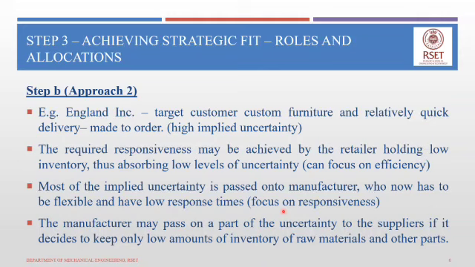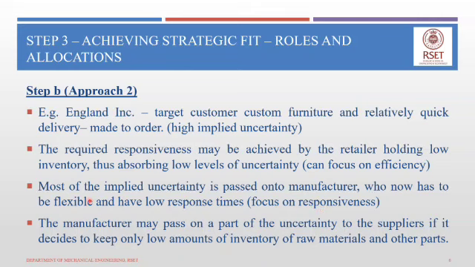So the major burden of being responsive falls upon the manufacturer. They have to make their manufacturing facility flexible so that they can manufacture these custom order furniture for their target customers and then deliver it at the lowest possible times. So they have to manufacture custom products and they have to do it very quickly. Most of the implied uncertainty is basically absorbed by the manufacturer, and this absorption of a large amount of implied uncertainty forces the manufacturer to make their facility flexible, and thus the manufacturer has to focus upon being responsive.